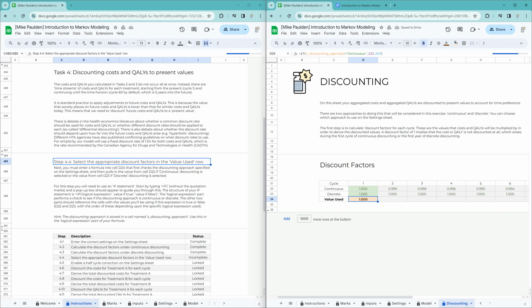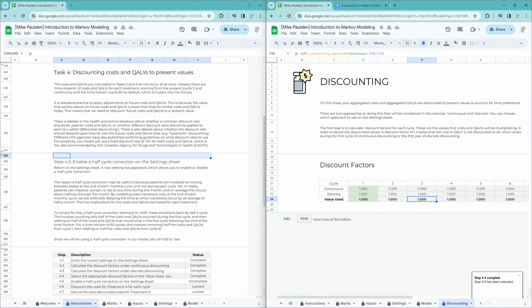So it makes absolutely no difference in the first cycle, but you can see, look, we are using discrete discounting here. And if on the setting sheet we had continuous selected instead, these values here would be the same as these. So that's step 4.4 complete. Step 4.5 has been enabled now. So what is step 4.5?